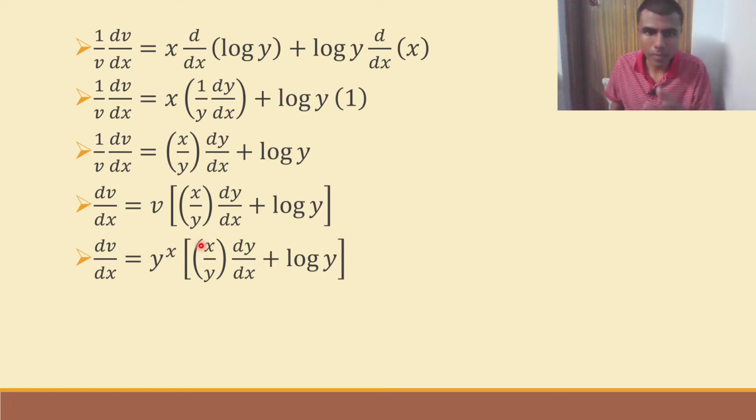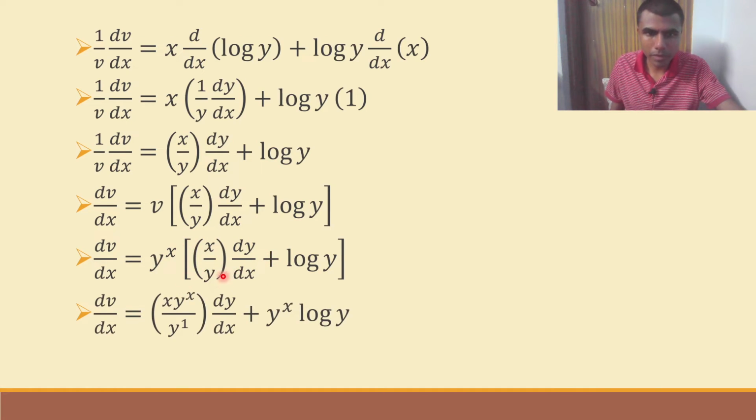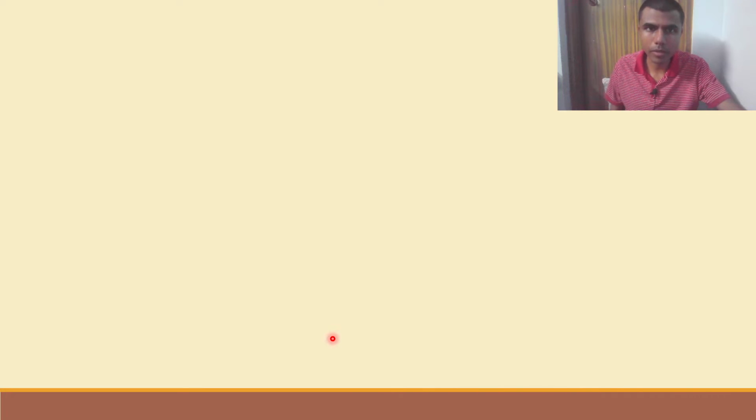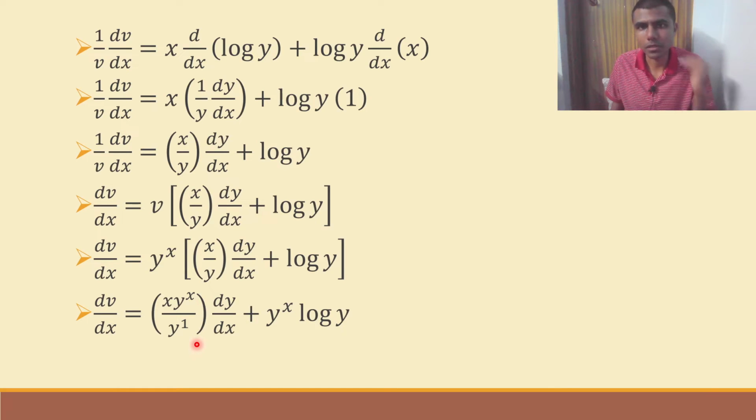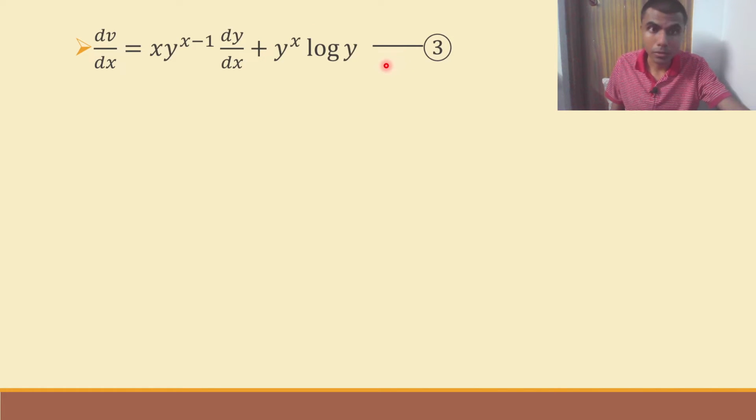Now same thing, multiply this, x y power x by y I wrote it as y power x by y power 1, because I know I'm going to apply that law from exponents, a power m by a power n is a power m minus n. So again y power x log y. Now x y power x minus 1 I get. Same thing, right? y power x by y power 1 is nothing but y power x minus 1. So x y power x minus 1 dy by dx plus y power x log y. This is what I get and mark it as 3. Now I got my dv by dx as well.